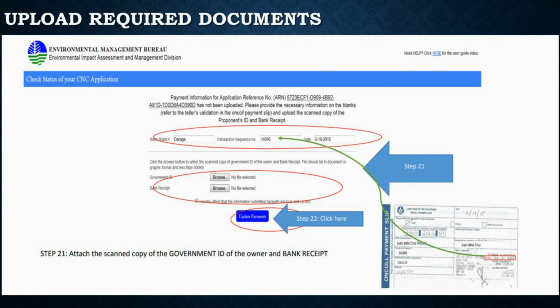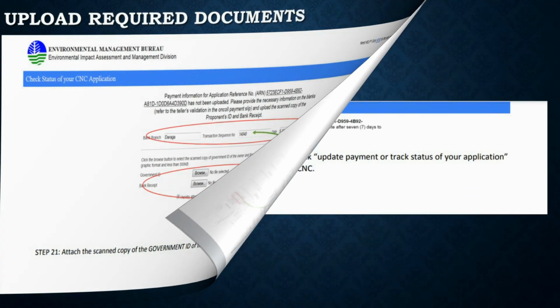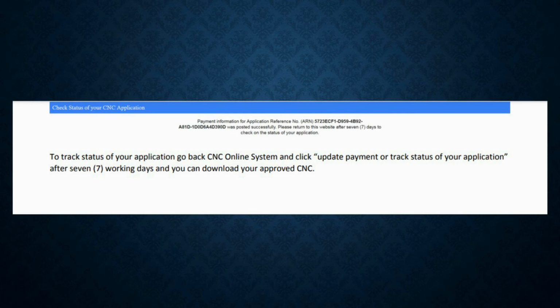As you notice, there are two provided spaces for the files to be uploaded. What you can do is merge the other documents with your valid ID as PDF. There you go! Your CNC application is done. You don't need to cram and panic for this. Also, to track the status of your application, just go to the CNC online system and click Update Payment or Track Status of your application button. Usually, after 7 working days, you can already download your approved CNC, but there are instances that it can be downloaded within the day or even instantly.